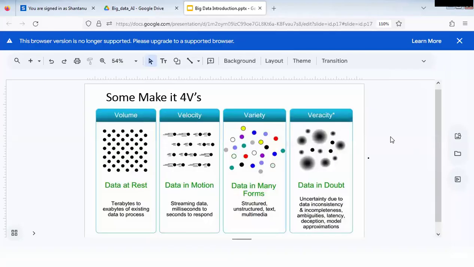Now, guys, understand that there are many people, they say that there are three V's of big data. We already saw the three V's of big data. What are these? Volume, velocity, variety. Three V's. But then there are some people who add the fourth one, that is called veracity. Veracity means uncertainty about the data या unclarity. Clear नहीं है data के बारे में.